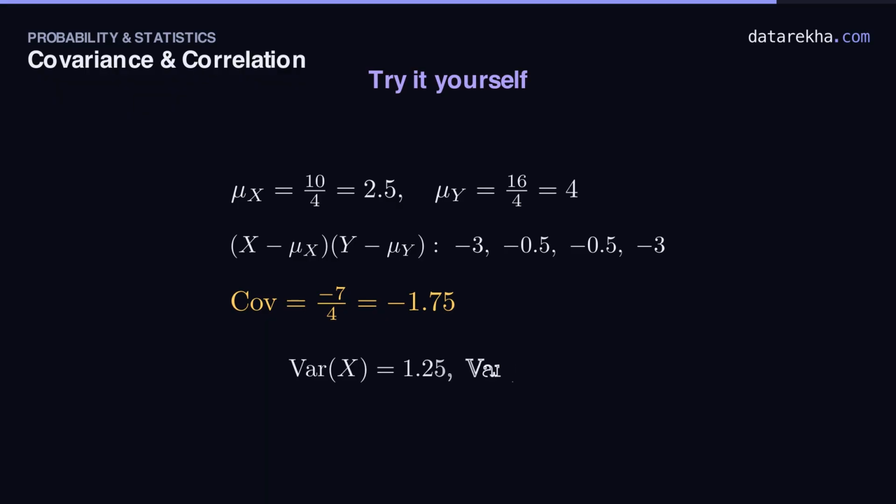The variance of x is 1.25 and the variance of y is 2.5. So rho is minus 1.75 over the root of their product, which is about minus 0.99. Strong, negative, almost a perfect line. If you landed there, you have genuinely got this.